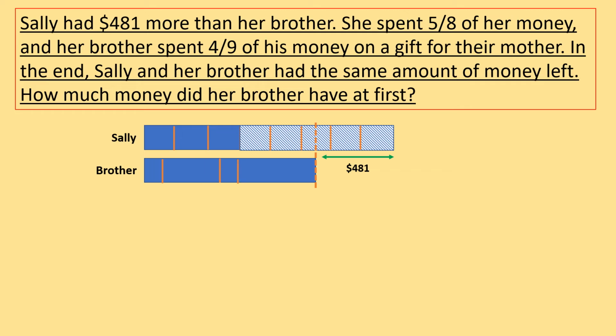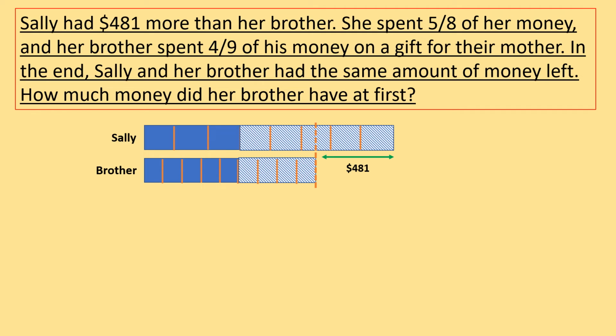And her brother spent 4/9 of his money. So let's break his rectangle into 9 parts, and he spent 4/9. So 1, 2, 3, 4, we shade that part. So he has 5/9 left, and she has 3/8 left. So the thing is that 3/8 of Sally's money and 5/9 of her brother's money are actually equal. So 3 units are equal to 5 units.